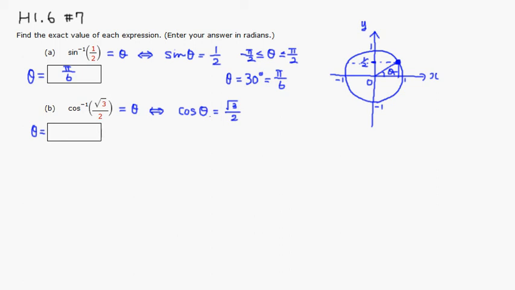Then again, we can do a similar thing, so we have a unit circle again. It's not very pretty, but you have the x-axis and we have the y-axis. Cosine represents the x-coordinate on the circle, so square root of 3 over 2 is somewhere around here.